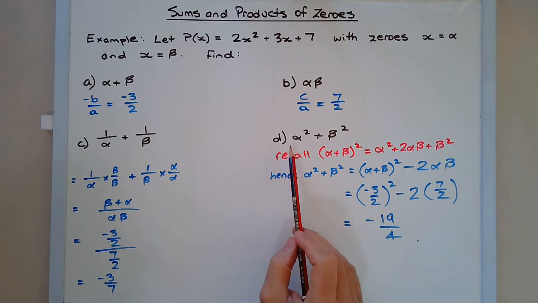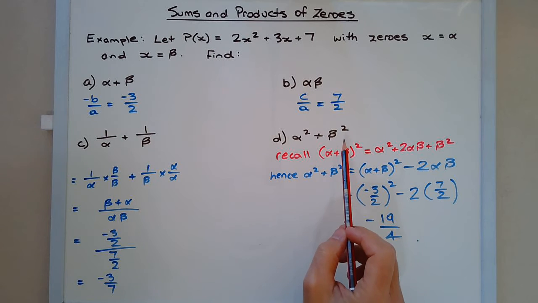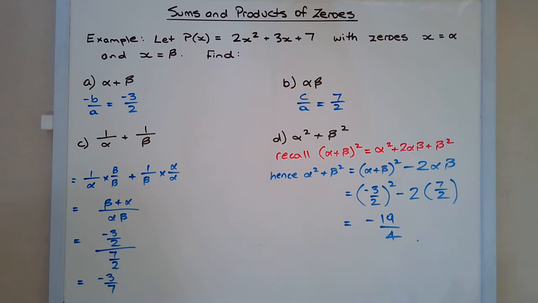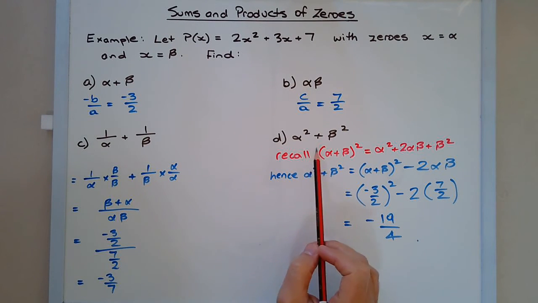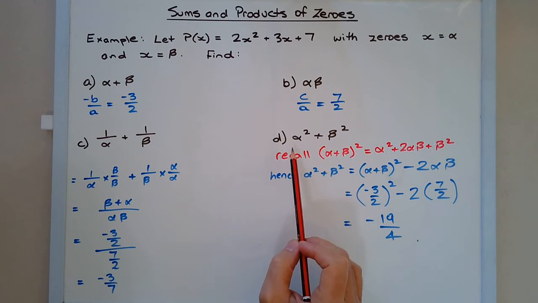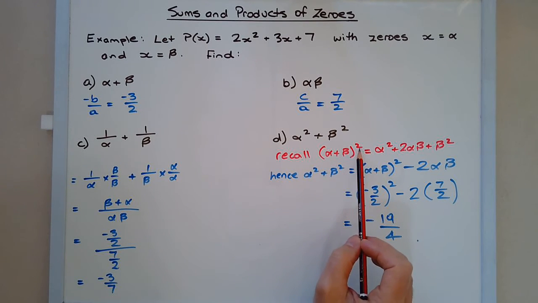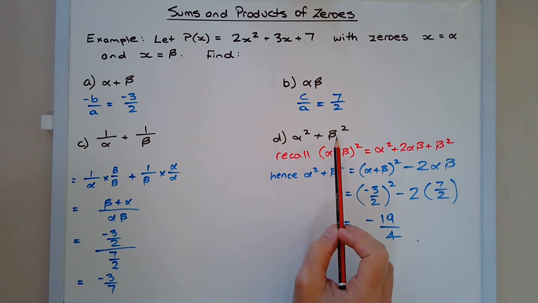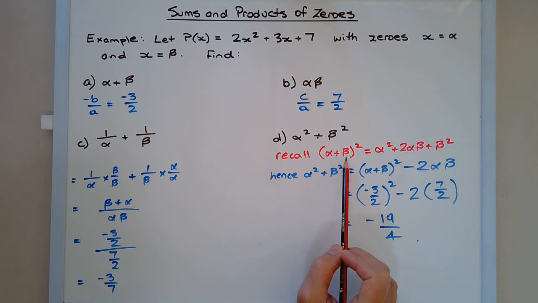And lastly, part D, alpha squared plus beta squared. Now again, just looking at it at face value, we can't work that out. However, we do know that there is an expression that is almost equivalent to that, which is alpha plus beta all squared, because that will give us the alpha squared and the beta squared term, and alpha plus beta we know the value of, which is negative 3 over 2.